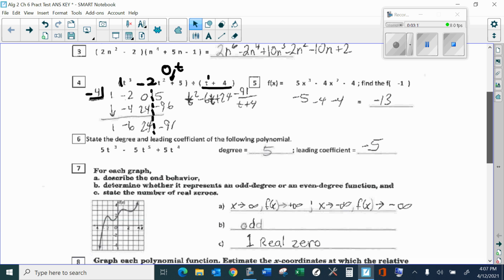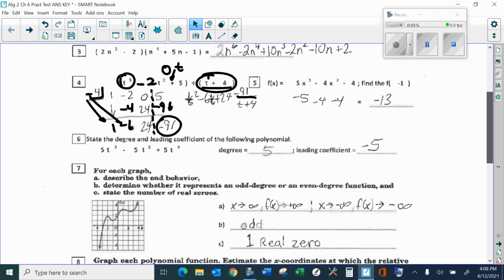So I drop the 1 down, multiply -4 times 1 gives me -4, add down gives me -6, -4 times -6 is positive 24, 0 plus 24 is 24, -4 times 24 is -96, and -96 plus 5 is -91. So -91 is my remainder. I drop down by 1 degree, so cubed becomes down to squared, so that's 1t squared minus 6t plus 24, and then minus 91 over your divisor right there, t plus 4.